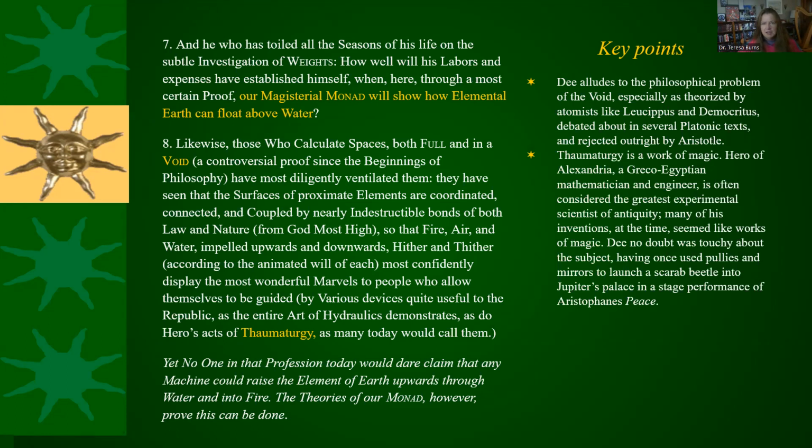Whereas with the others, you have fire, a tetrahedron, earth, a cube, and so forth. Now, thaumaturgy. Think of it as a work of practical magic. Now, Dee is probably a little touchy about this. When he was a young man, according to Dee anyway, he was working on stage props for a performance of a play by Aristophanes. And he made this scarab beetle and he rigged up something so that it would fly across the stage.